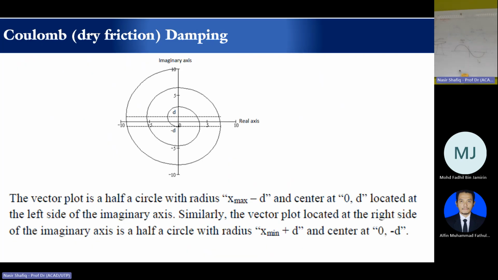Or in rotational form, the vector plot is a half circle with radius x max minus d and center at 0, d, located at the left side of the imaginary axis, right? So this is the imaginary and real axis. Similarly, the vector plot located at the right side of the imaginary axis is a half circle with radius x minimum plus d and center 0 and minus d.